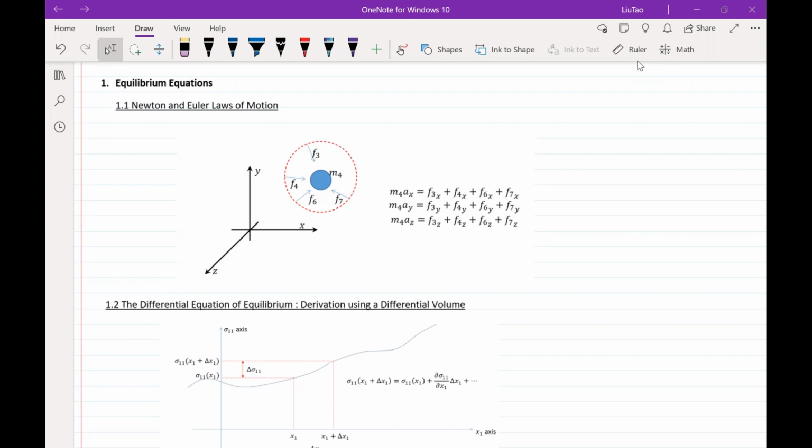Along each direction, we will have its component form. In the x direction, we have the x component of the acceleration times m4 is equal to the x component of f3 plus the x component of f4 plus the x component of f6 plus the x component of f7. In the y direction, we will have the y component of acceleration times m4 is equal to the y component of f3 plus the y component of f4 plus the y component of f6 plus the y component of f7. And along the z direction, we will have the z component of acceleration times m4 is equal to the z component of f3 plus the z component of f4 plus the z component of f6 plus the z component of f7.